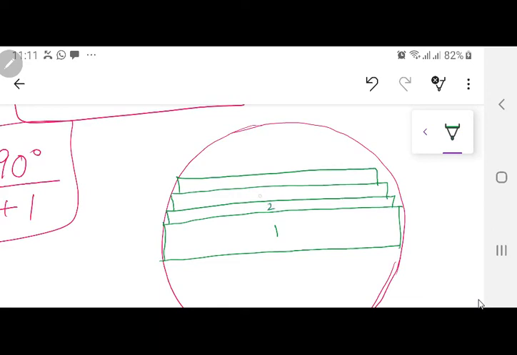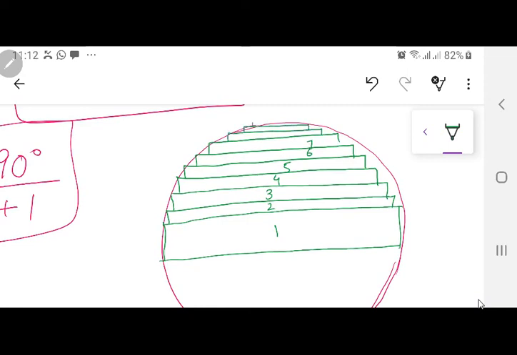So this is the second, this is the third, this is the fourth, and then this is the fifth, then this is the sixth, and then this is the seventh, then this is the eighth, then there is 9, there is 10, and there is 11. Okay? Now there are 11 steps over here.